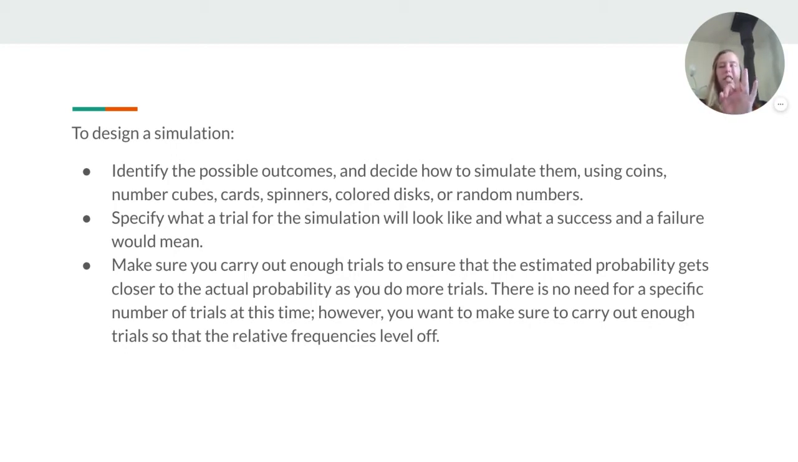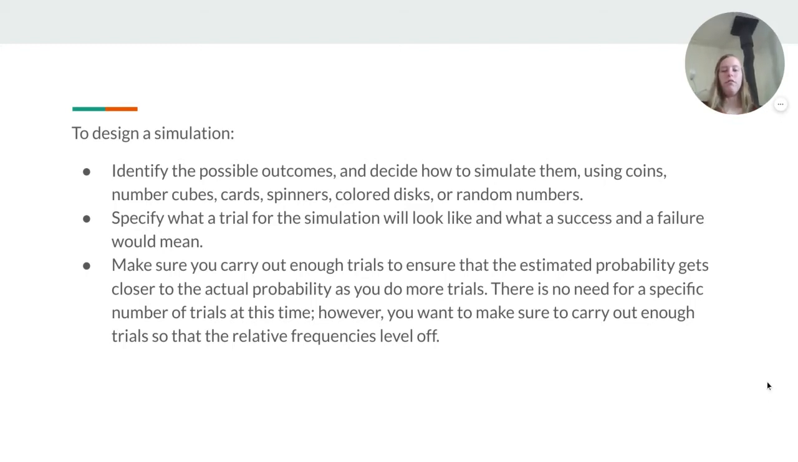Step 3, specify what a trial for the simulation will look like. And then 4, what a success and a failure would mean. And then make sure you carry out enough trials to ensure that the estimated probability gets closer to the actual probability as you do more trials. There is no need for a specific number of trials at this time. However, you want to make sure to carry out enough trials so that the relative frequencies level off.